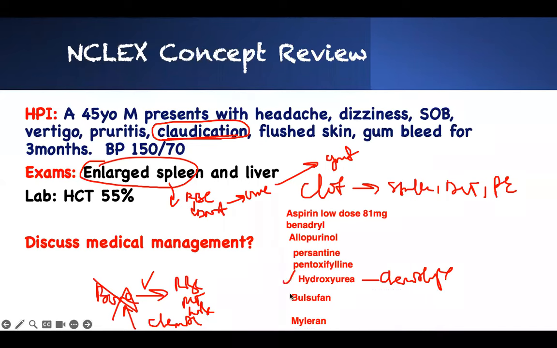This is the best one, but this also does the same thing. So if you see this in the select-all-that-apply, you have to pick all of them. They are all chemo agents for the treatment of polycythemia vera, and these are the medications that are available. This is the medical management. All of them make sense while we're using it. Okay.